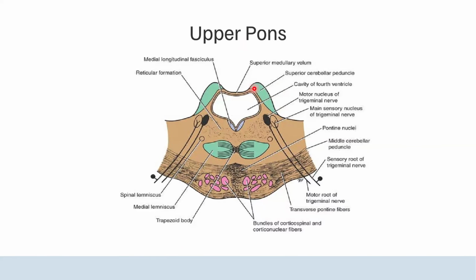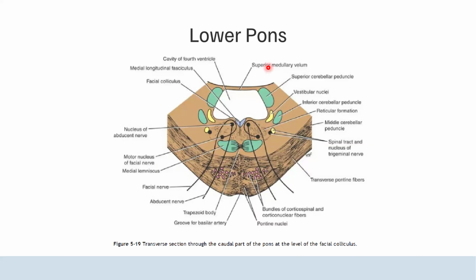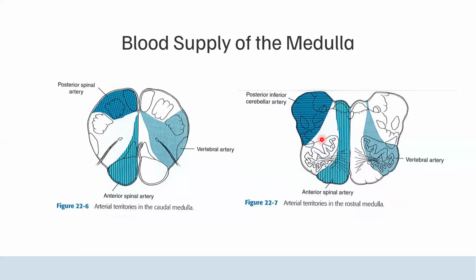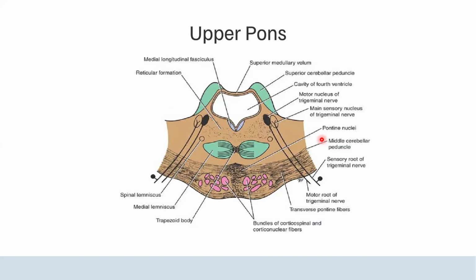Moving on to the upper pons, we can see that most of the structures are the exact same. However, we begin to actually see the trigeminal nucleus. On the lower pons, we were not able to see it. So what did we see? We saw 8 here. We saw 7 looping, and we saw 6. Now here, we can have our 5th, which is the main sensory nucleus of the trigeminal nerve.